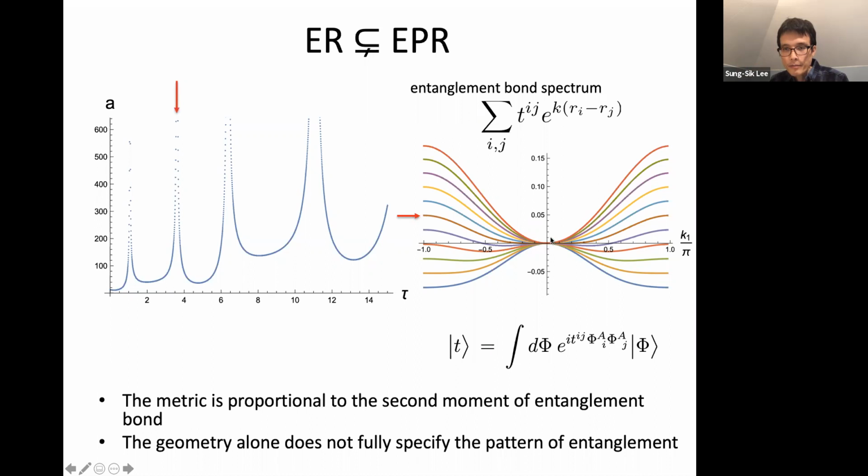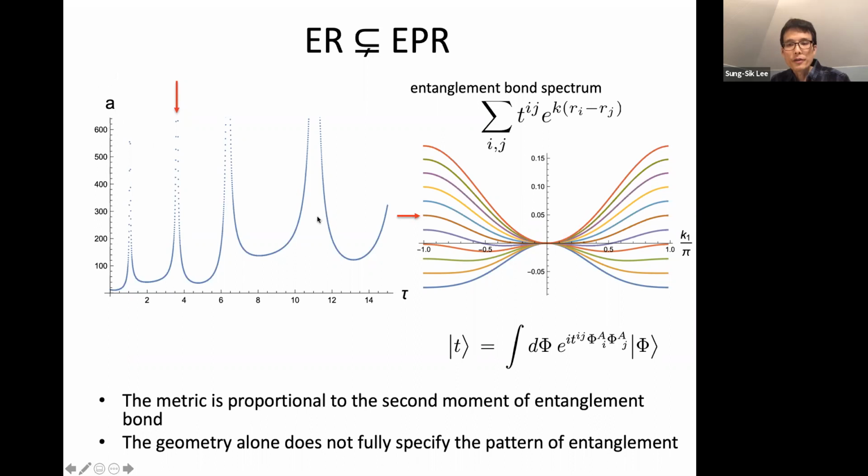And then as you go to the other side of the transition, when the signature of spacetime becomes Euclidean, then it becomes locally concave instead of being locally convex, right? So the sign of the local curvature of this entanglement dispersion determines the signature, and the magnitude of this dispersion near k equals zero curvature determines the scale of the universe in this case.